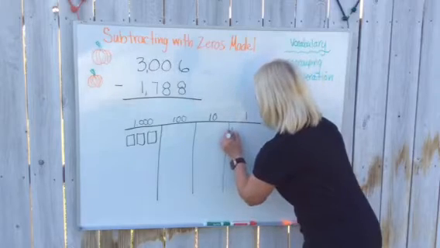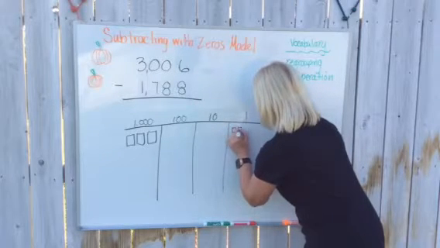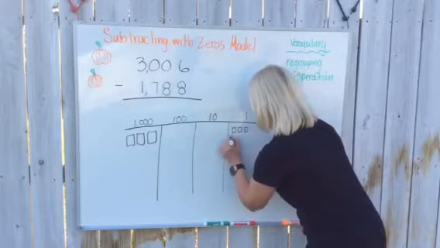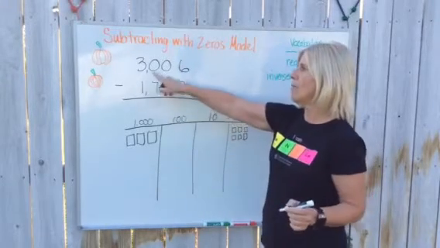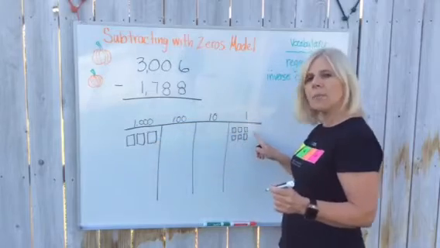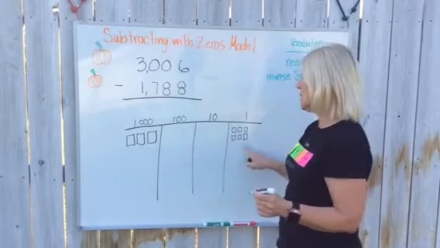So I'm going to make six ones here. One, two, three, four, five, six. So there I have my 3006 represented in models, 3006.